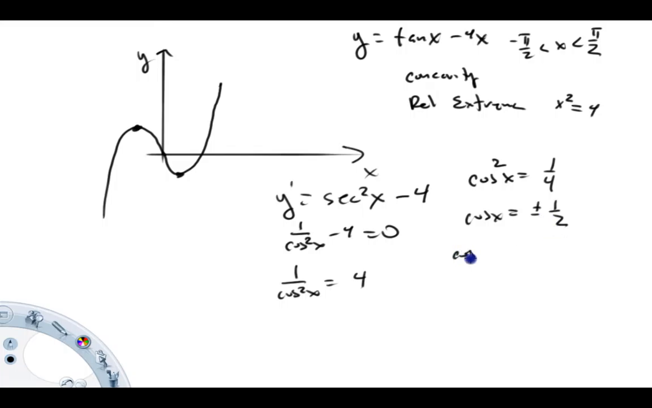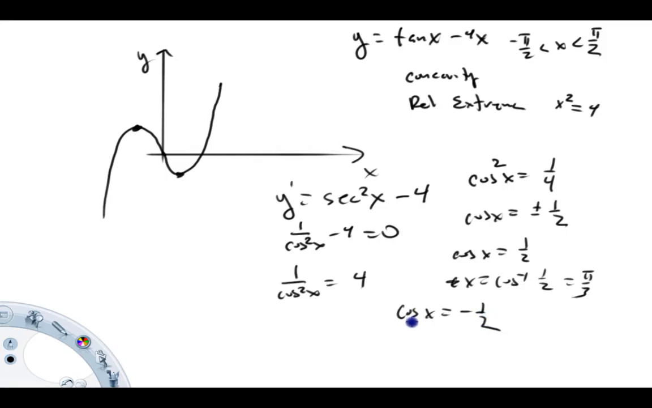So let's see, cosine x equals 1/2. The inverse cosine of 1/2 is pi over 3. Now, the other one is cosine x equals minus 1/2.